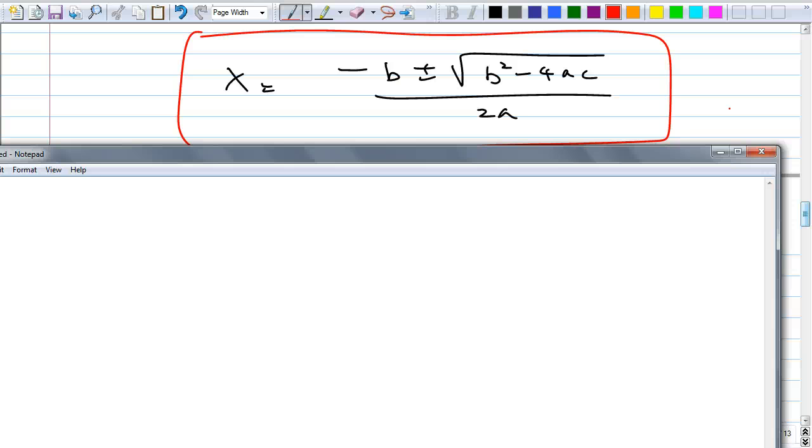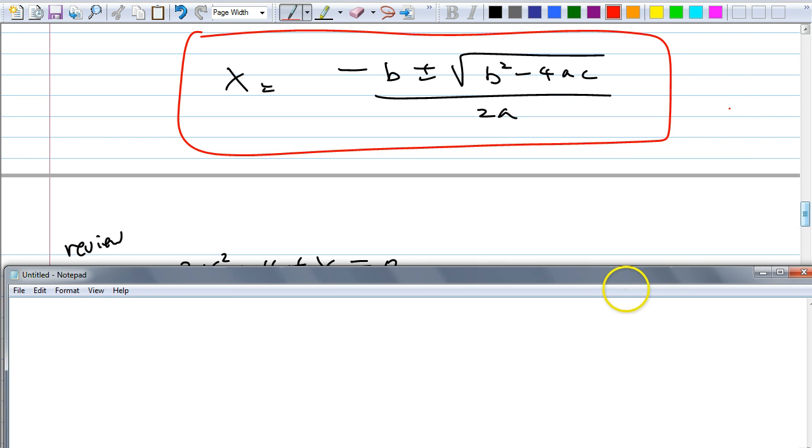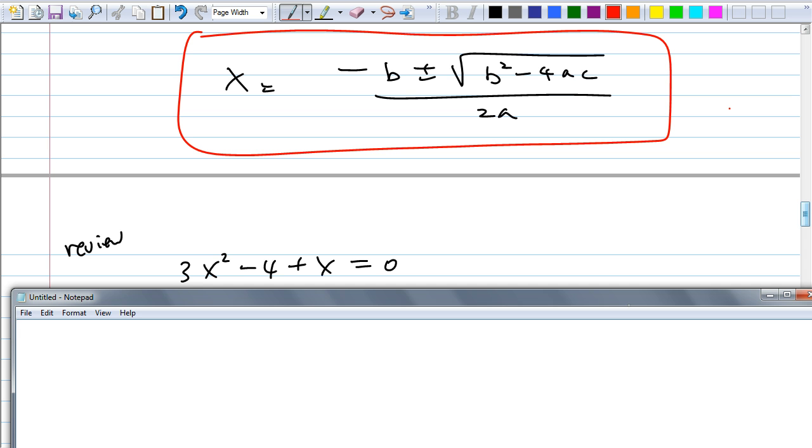Even though people know the formula, people make silly mistakes when they simplify. So let's not do that. Let's do an example now. So here is an example. Let's review. Okay, so actually, I don't know why I wrote review. Let's do an example. So I got 3x squared minus 4 plus x equals 0.